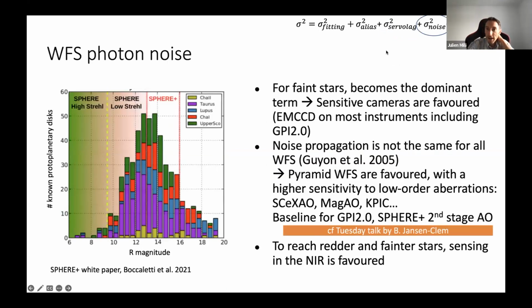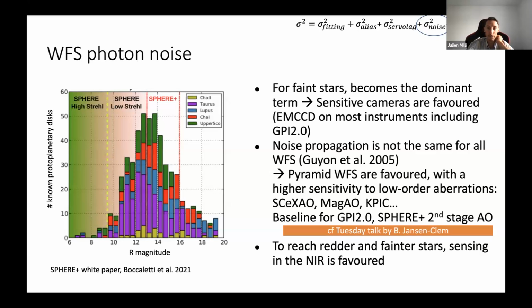Okay, so that's all for the servo lag. Let's now go to the noise in your wavefront sensor. I've already shown you that for fainter stars, we decrease the contrast, we decrease the Strehl, and so it becomes the dominant error term for faint stars. This is why we favor very sensitive cameras for wavefront sensing, for instance, EMCCDs. This is the case for most high contrast imagers. It was not the case for GPI, but it's going to be one of the upgrades that takes place in GPI 2.0.